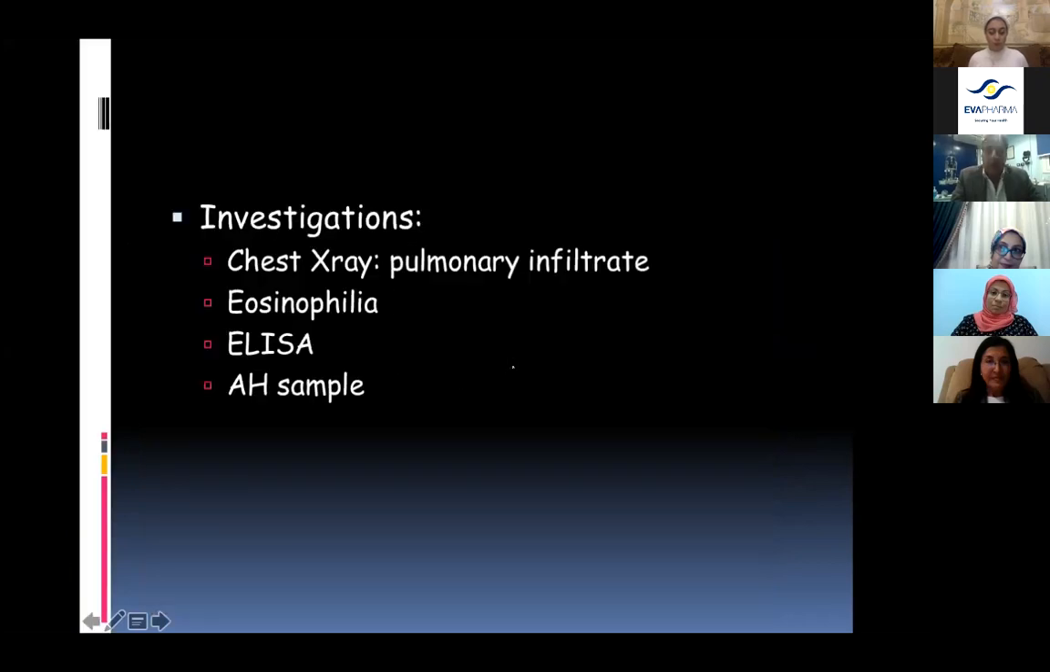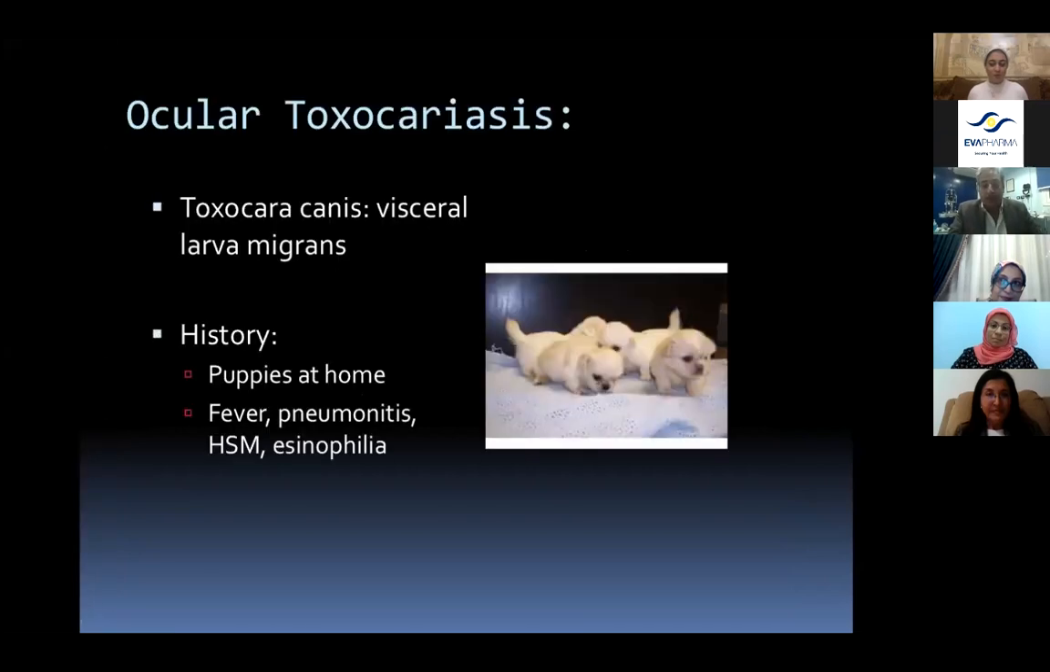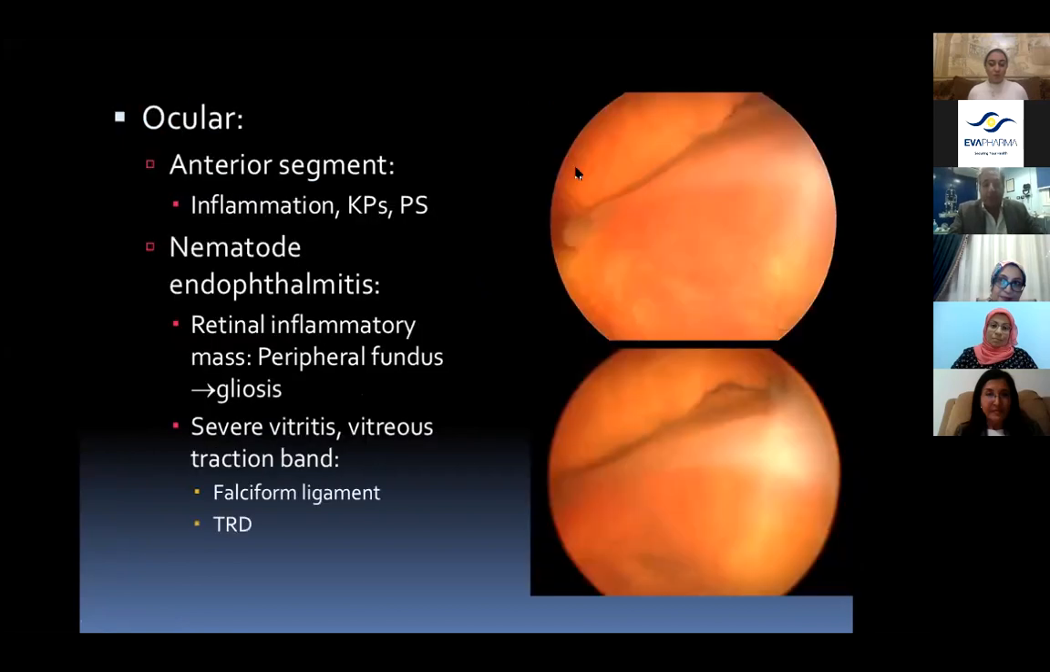She had a pulmonary infiltrate. This was out of the COVID era, so this wasn't a COVID-19 case. This was years back. Eosinophilia, and the ELISA on an aqueous humor sample showed Toxocara antibodies, related to puppies at home, coming with the typical presentation and having a myriad of presentations. So we have to keep in mind that a retinal granuloma can be a presentation of Toxocara.